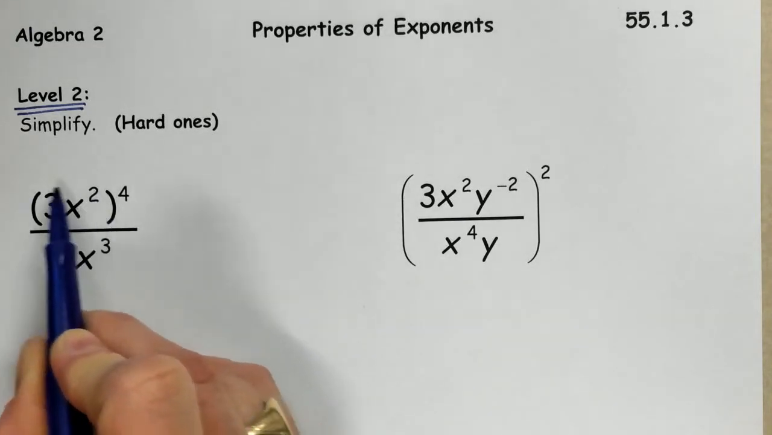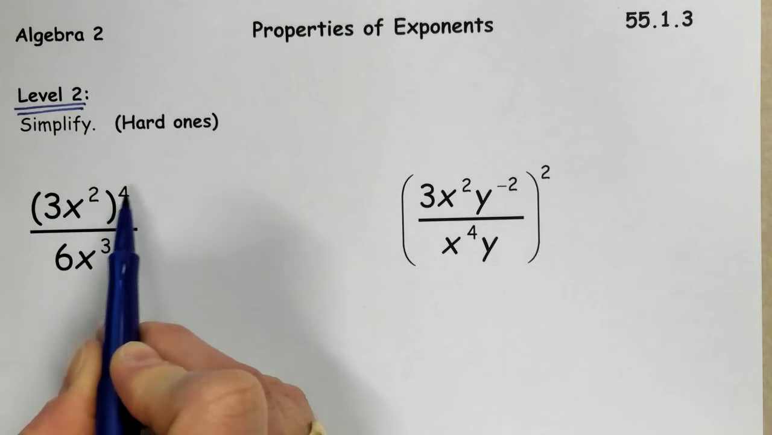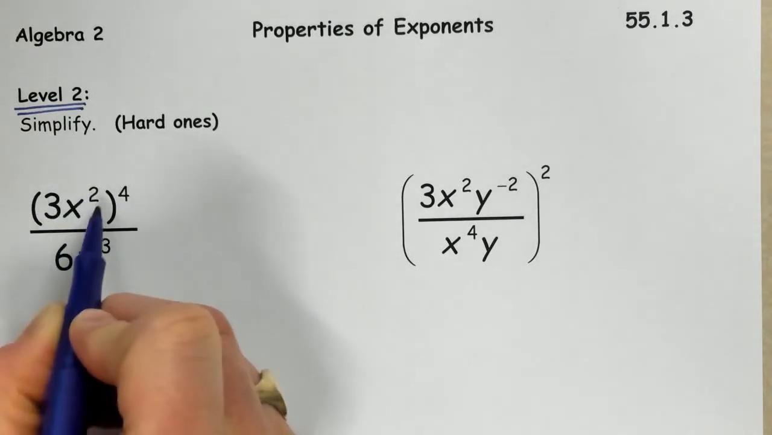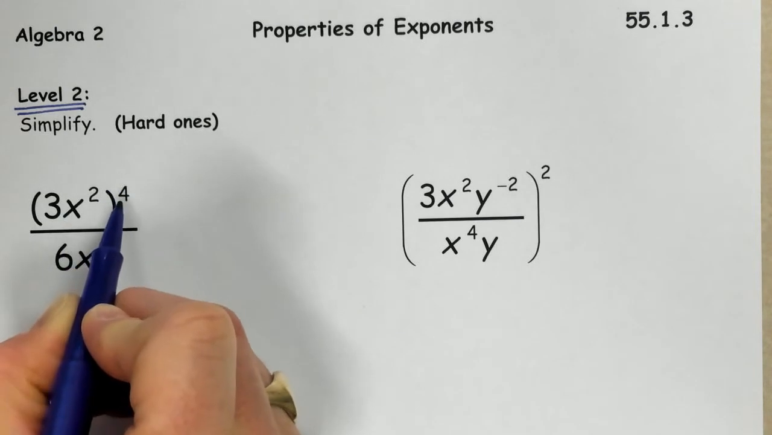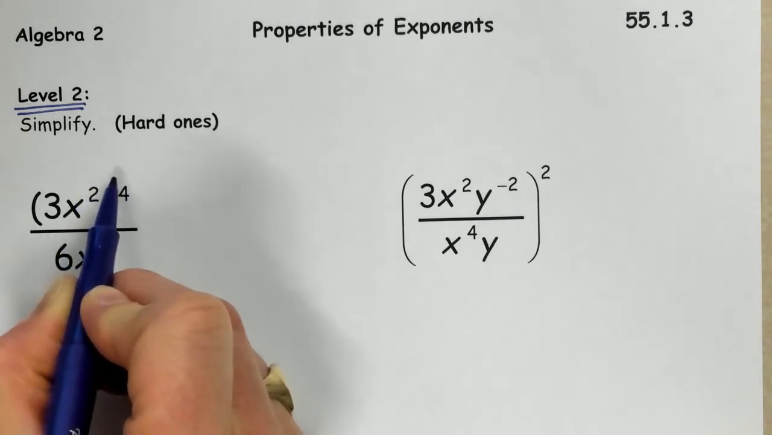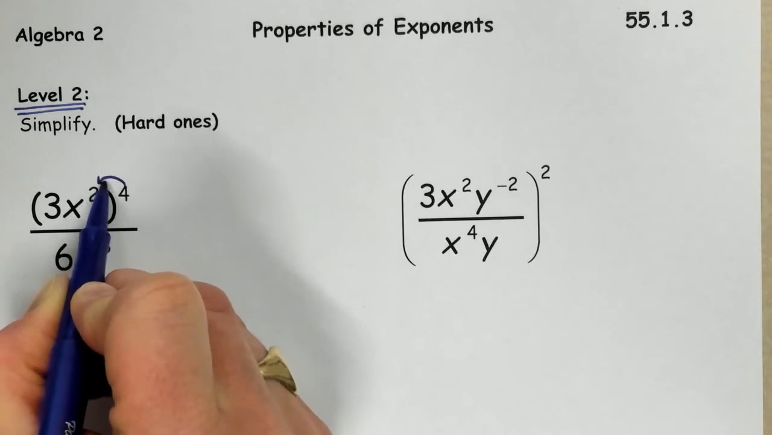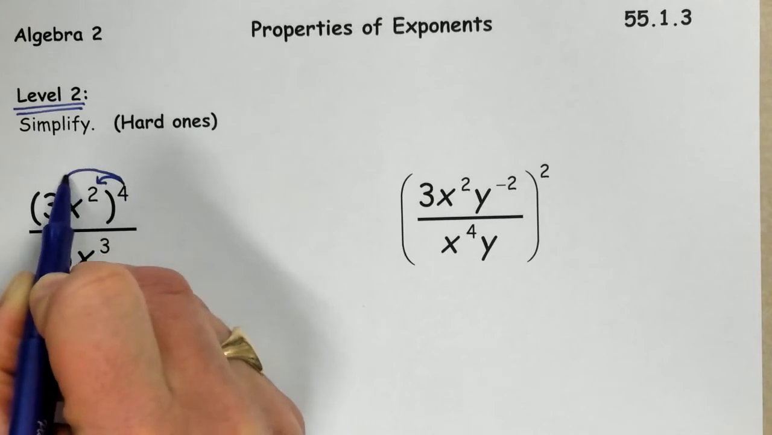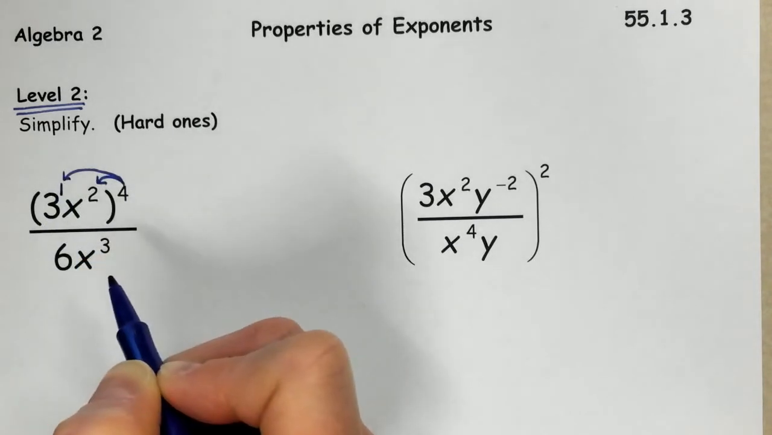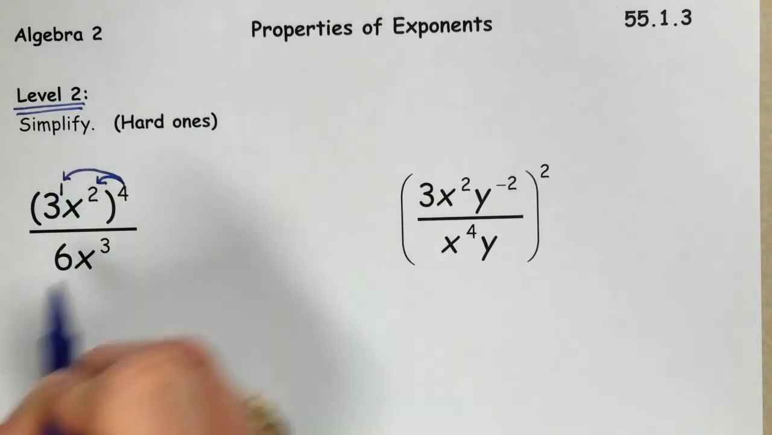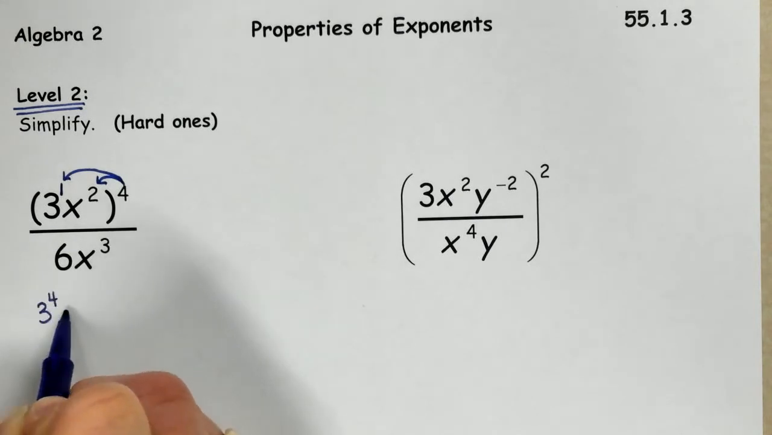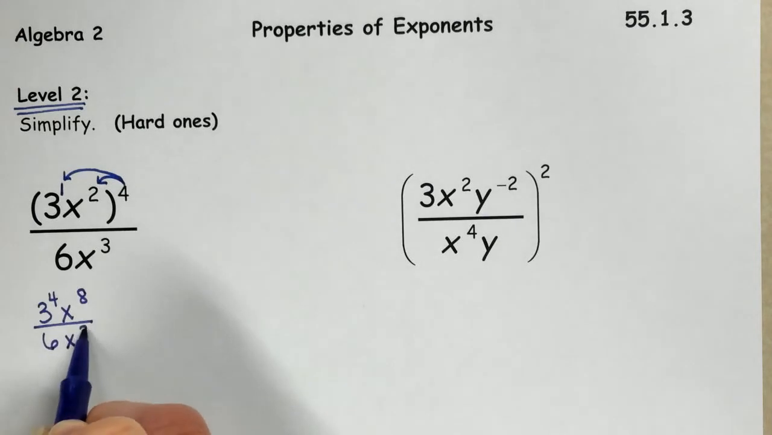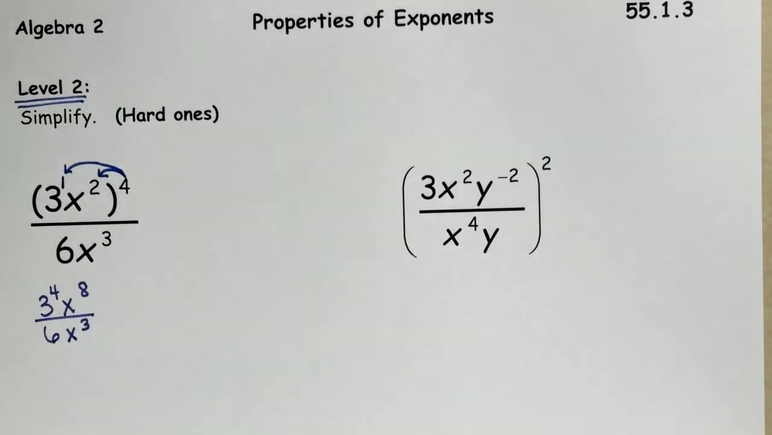If you have just part of your problem in parentheses, we're going to have to get rid of the parentheses first. There's nothing inside of the parentheses that we can simplify, so we're just going to have to use our exponent rule and multiply our 4 times our exponent of 2. And then remember that the 3 has an exponent of 1. We're going to have to multiply that as well. So step 1 would be to get 3 to the 4th, x to the 8th here, while nothing changes to the 6x cubed.